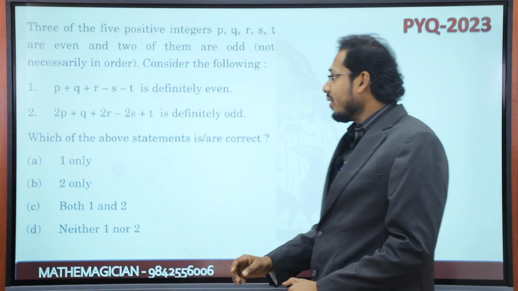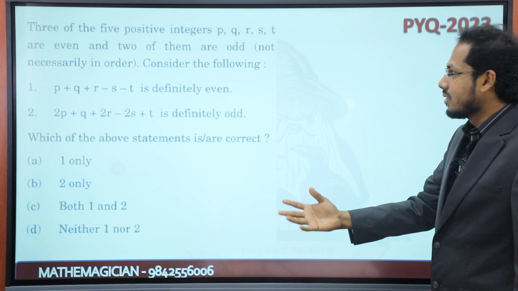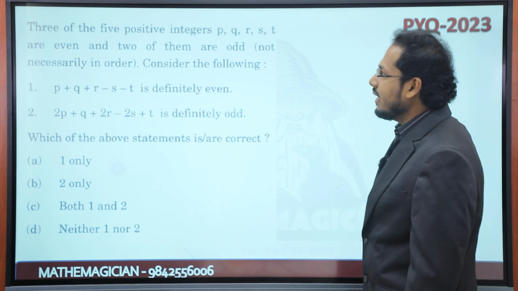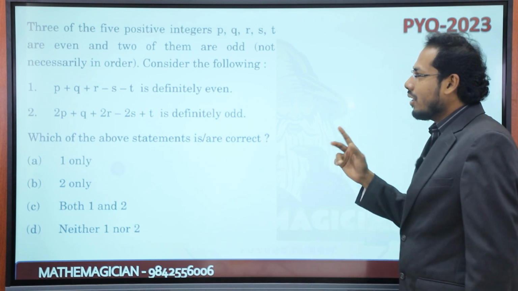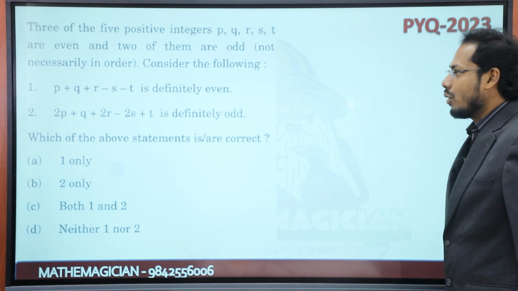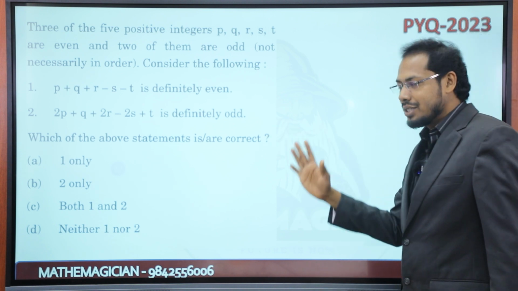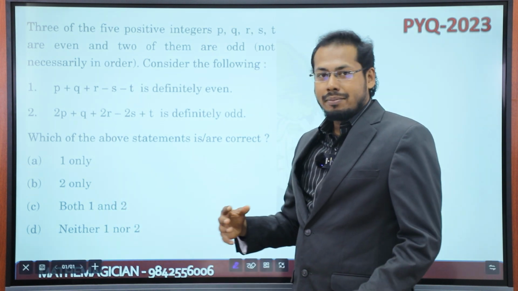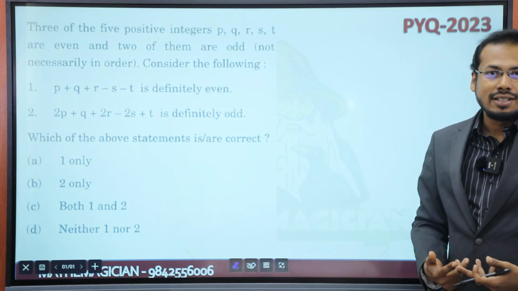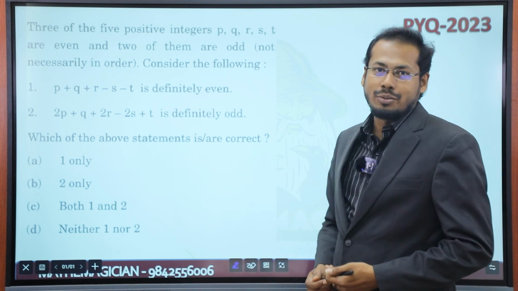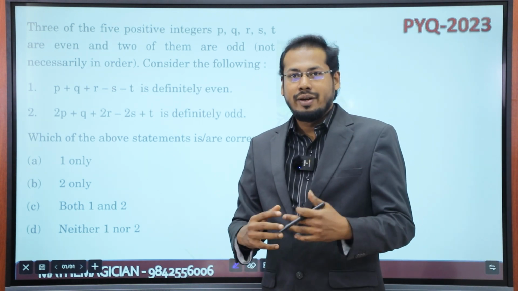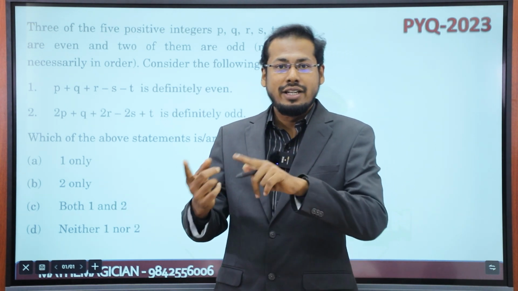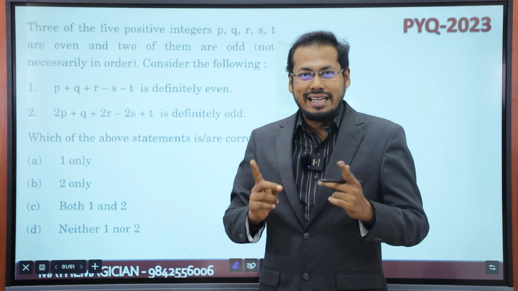The first thing, the questions which are given using variables. 3 of the 5 positive integers p, q, r, s, t are even and 2 of them are odd, not necessarily in order. Consider the following, they gave 2 statements here. When we know the basic concepts, we can get the answer quickly. In the class, from the basics, I had said even into even, odd into odd, even into odd.